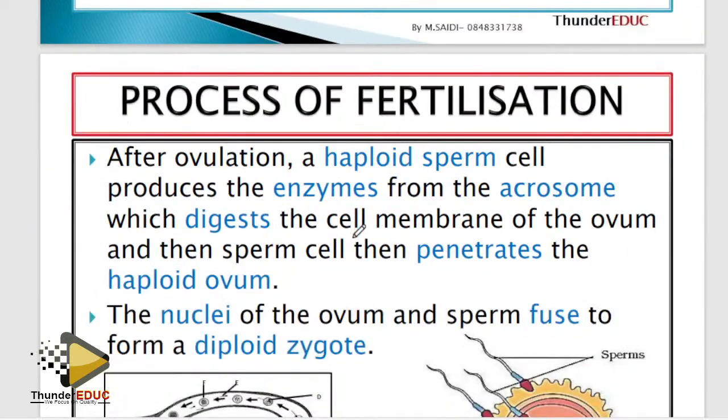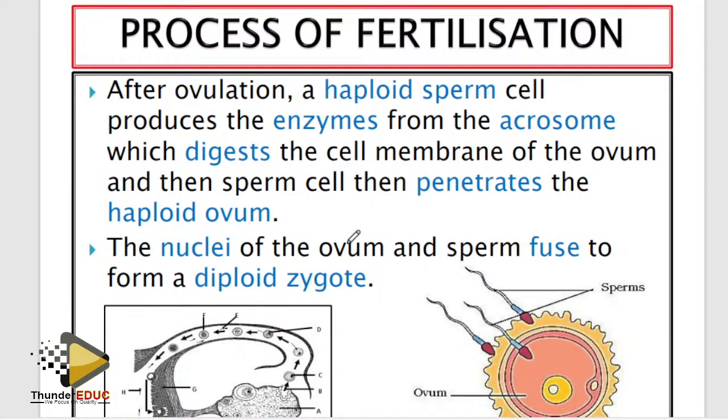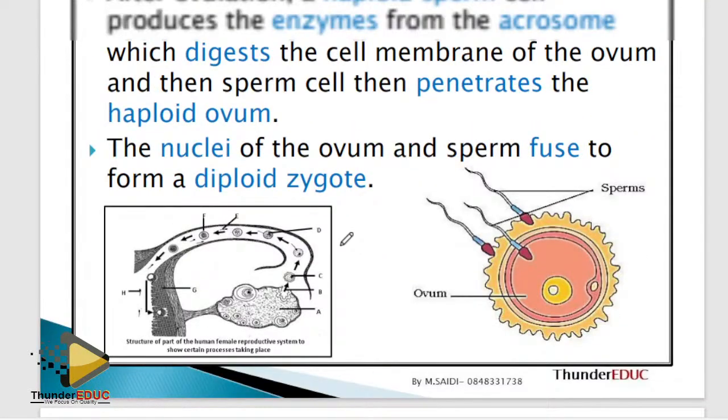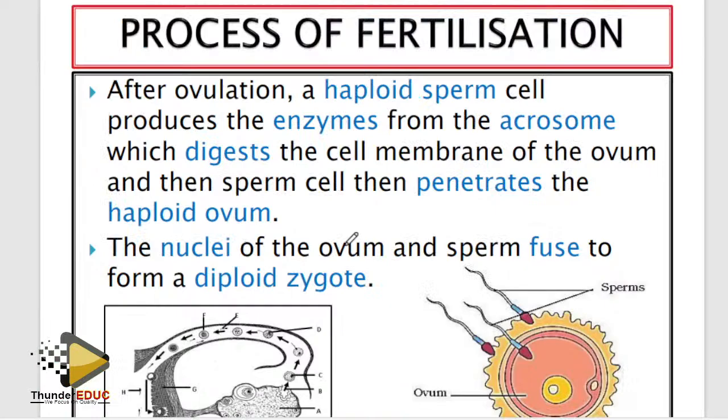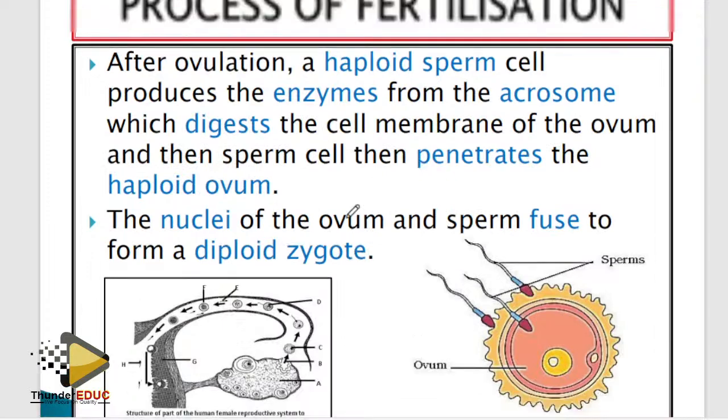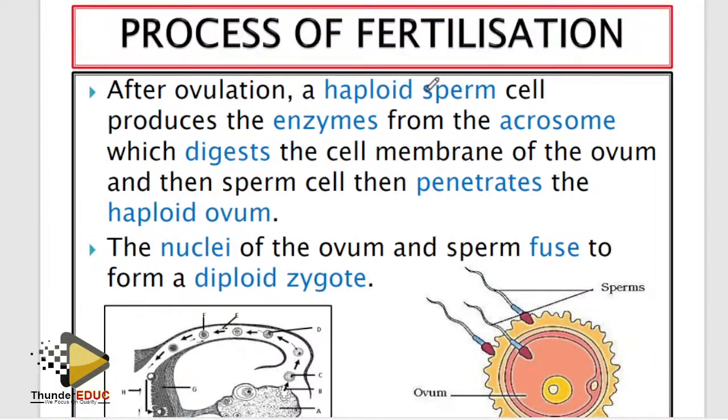Process of fertilization. Here it is simple, but sometimes when they ask you this, you fail. You bring the process of fertilization: haploid sperm cells. Remember, they have the enzymes in the acrosome, which digest the membrane of the ovum, and then the nucleus of the sperm enters and fuses with the nucleus of the ovum, and then the diploid zygote is formed. These blue colored things are the marking points, what you are looking at.